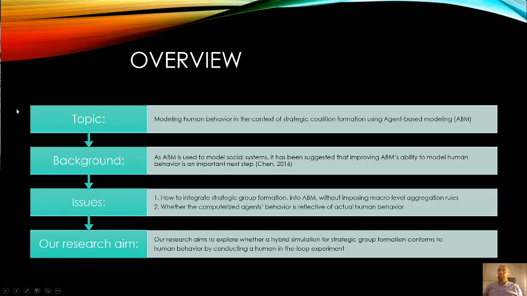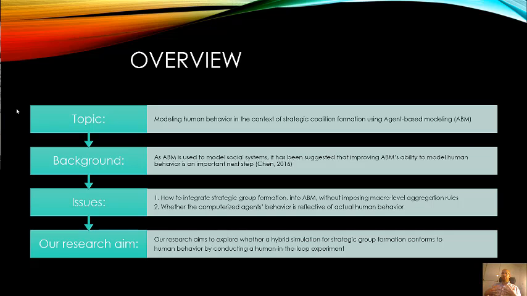So, what's the point? Well, what we wanted to do was model some human behavior in the context of strategic group formation using agent-based modeling. Agent-based modeling has been criticized for not including very accurate human behavior, and so improving that ability is considered a good next step. So there were two issues that we faced.